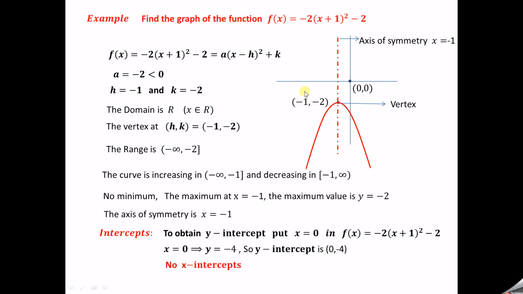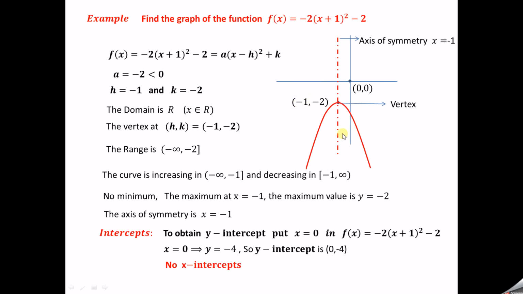And after minus 1, when x is from minus 1 to infinity, y is decreasing. So it is increasing between minus infinity and minus 1, and decreasing in the interval minus 1 to infinity. And the curve has a maximum. It has no minimum because it is going to minus infinity. It has a maximum value. So what is that maximum value? Minus 2. Maximum of y is minus 2, and it occurs when x is equal to minus 1. So the curve has maximum value y equal to minus 2 when x is equal to minus 1.